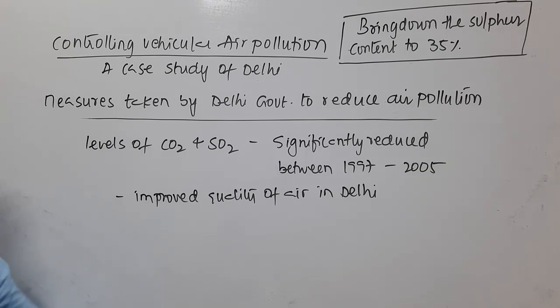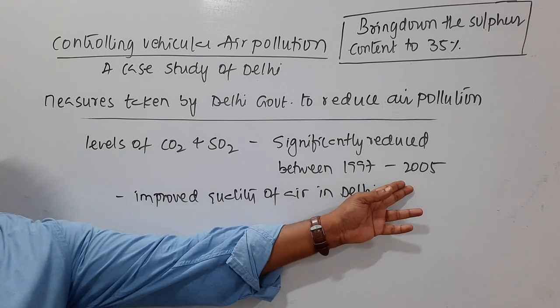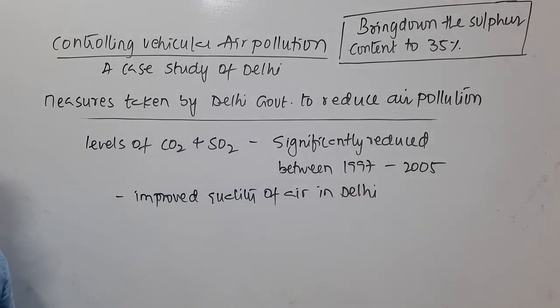Of course, the point is that it's only in case of 1997 to 2005. After that the same thing continued, and now actually Delhi is again facing the same problem of air pollution. So again some more actions have to be taken to control that air pollution, not only in Delhi, throughout the country. We have to follow stringent rules to control this air pollution, otherwise it becomes quite difficult for us to live in our own country.